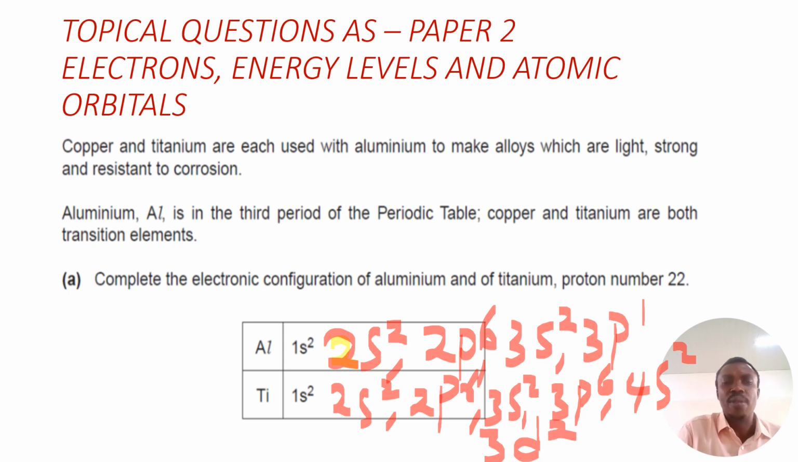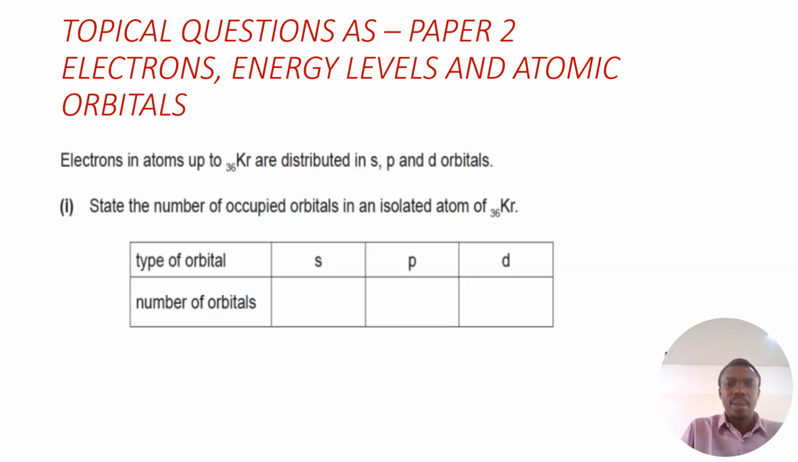So that's the electronic configuration of titanium and aluminum. All you just need to do is follow the Aufbau principle. Here you start filling from the lowest energy level to the highest energy level.